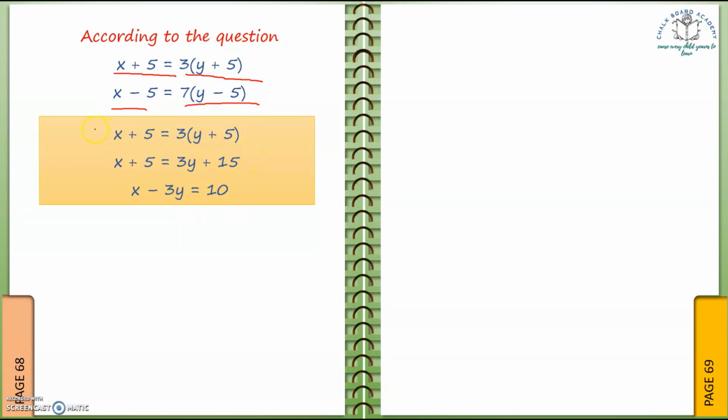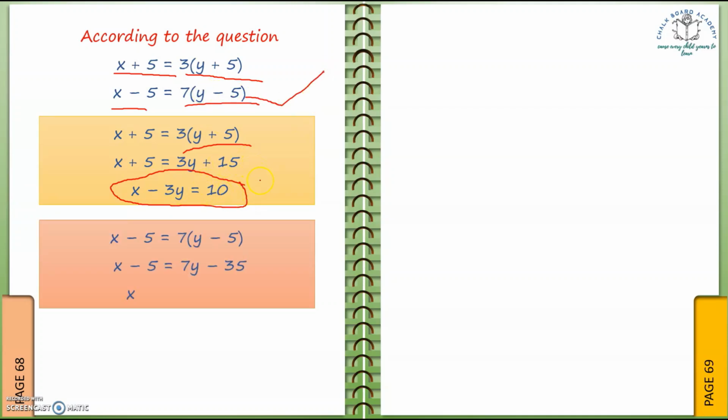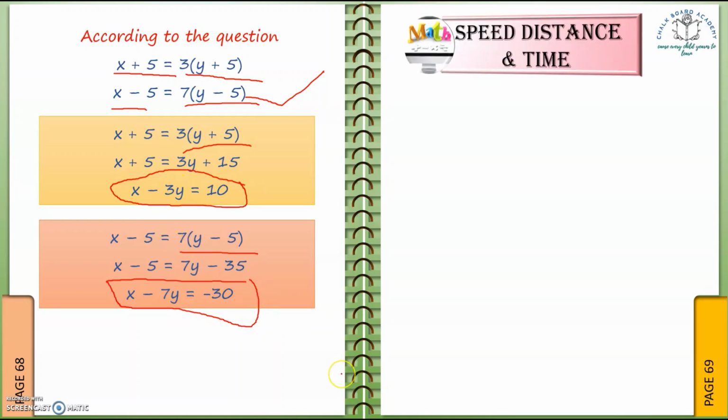So we have solved the first part of the equation, that is x plus 5 is equal to 3 multiplied by y plus 5. So we get this equation, x minus 3y is equal to 10. Now we are solving the other equation here. So x minus 5 is equal to 7 multiplied by y minus 5. After further solving it, we get x minus 7y is equal to minus 30. Now we have two equations, we can simply use any method to find out x and y, and that would be the ages of Jacob and his son.